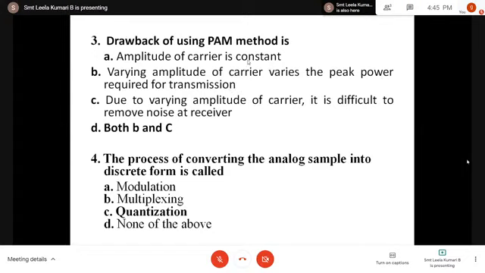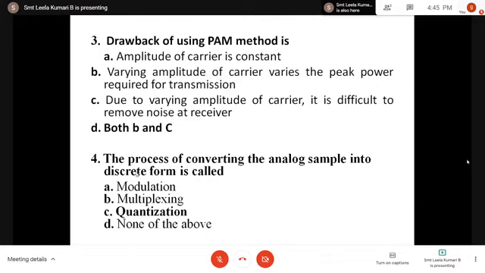The amplitude of carrier is not constant in PAM. And due to varying amplitude of carrier, it is difficult to remove noise at the receiver. So this is also correct. Because the amplitude is varied, it is difficult to remove the noise at the receiver. So options B and C are correct. Therefore, option D, both B and C, is correct.